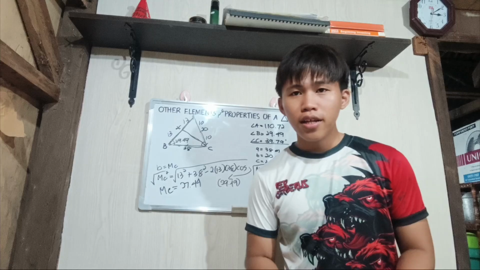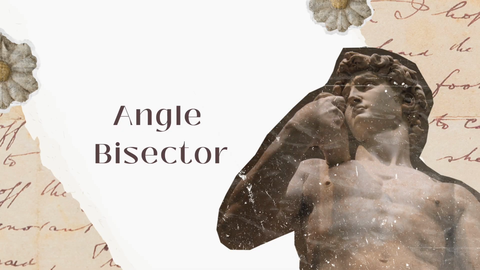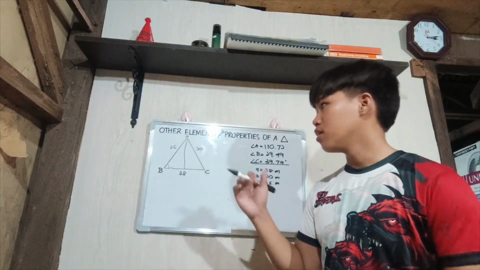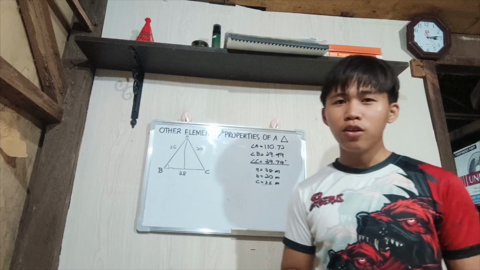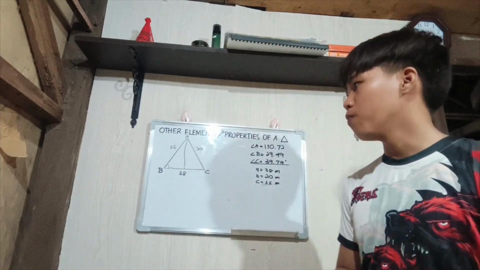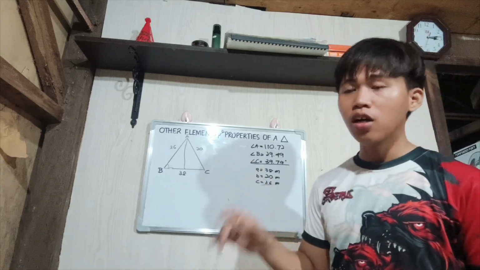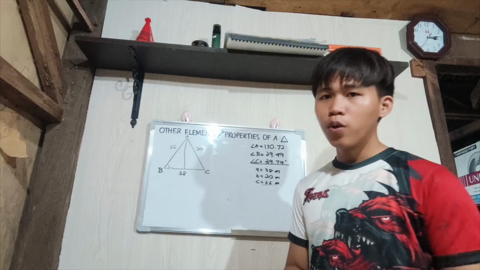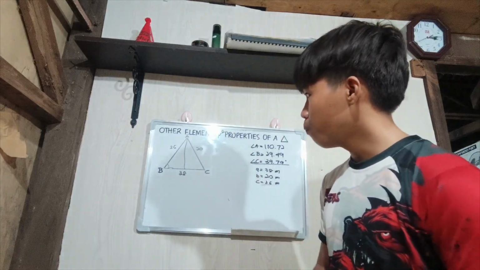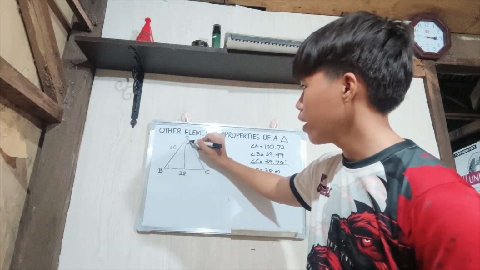Now the next is we're going to find the angle bisector. Since we solved the altitude and the median of the problem, now we're going to find the angle bisector. Now we're going to find the angle bisector of A. So to solve this, we're going to divide the angle A.